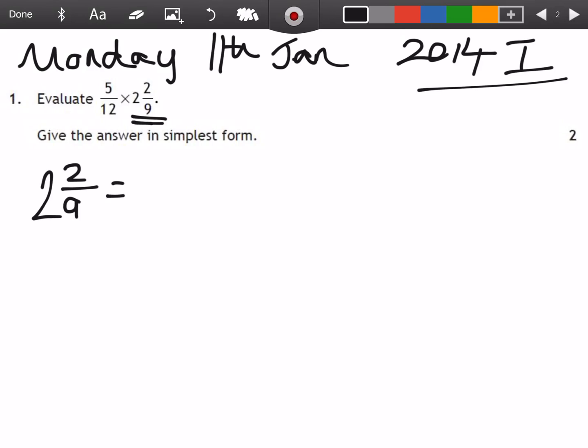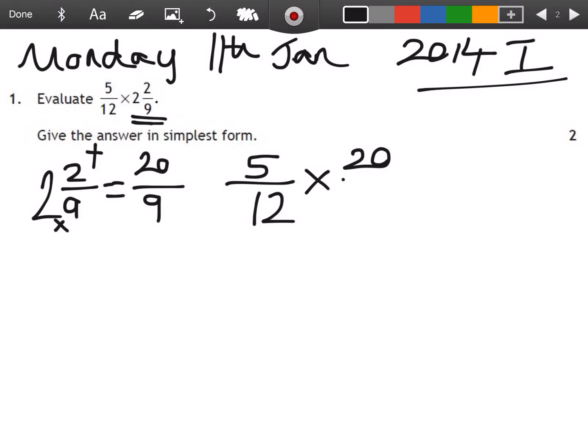What we want to do is write it as a single fraction like that. We do 2 times 9, which is 18, and then add on the top. Okay, so the whole number 2 ninths are 18, and add on the 2 at the top. So that gives us 20 over 9. Okay, so let's just go back to the question. So the question is 5 twelfths multiplied by 20 over 9.